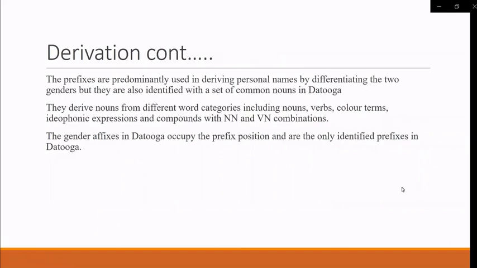The prefixes are predominantly used in deriving personal names by differentiating the two genders, but they have also been identified with a set of common nouns in Datooga, as will be shown. They derive nouns from different word categories, including nouns, verbs, color terms, ideophonic expressions, and compounds with noun-noun and verb-noun combinations. These gender affixes have been found to occupy the prefix position and are only identified as prefixes in Datooga nouns.